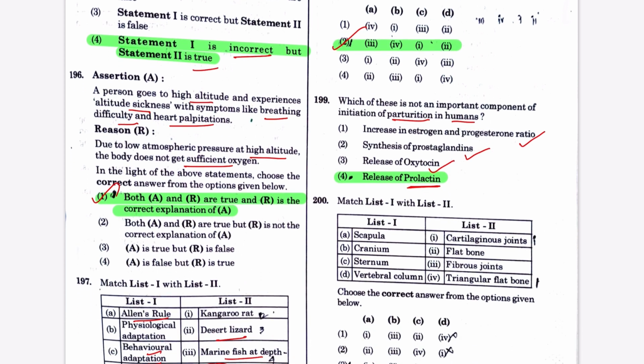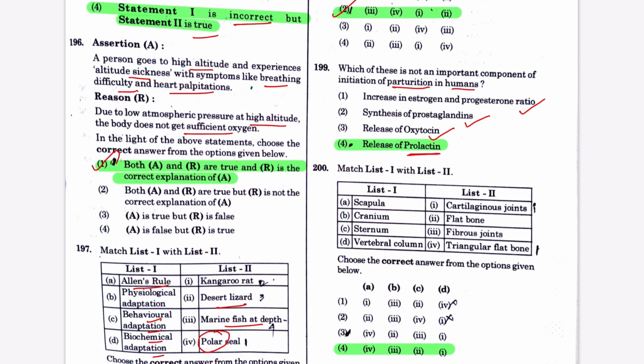Okay, so 200. Again they have asked you to match list 1 and 2 and give the correct answer. This time you can see a flat bone is given, triangular flat bone. Scapula is a triangular flat bone, you can see with the picture only. And cranium, we know the bones present in our brain will have fibrous joint, immovable joint. And sternum is a flat bone, and in the vertebral column, between two bones you will have cartilaginous joint. So accordingly the answer would be option 4.